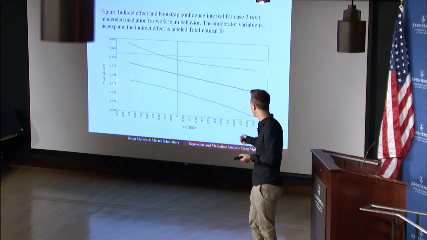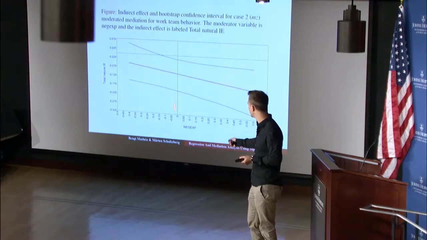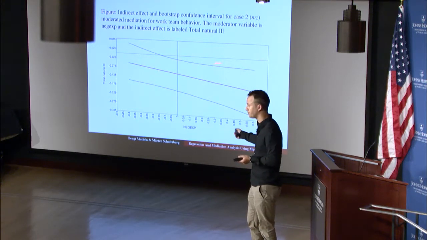As the moderator increases, the negative effect increases as well. And you can see here that it's significant for values larger than minus 0.15, for example, where the confidence interval does not cover zero.